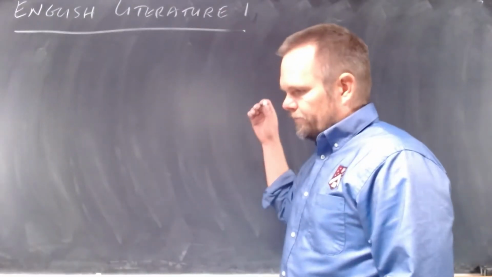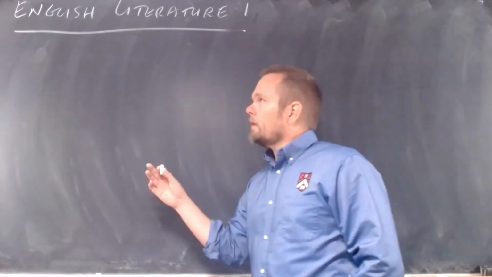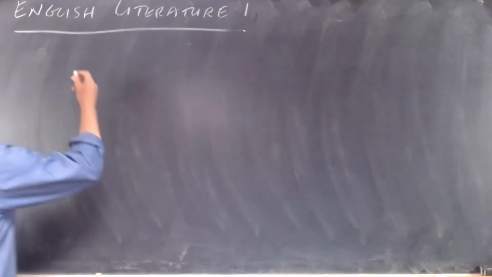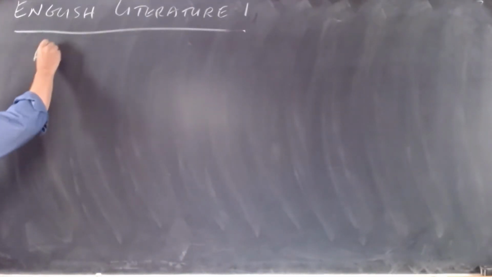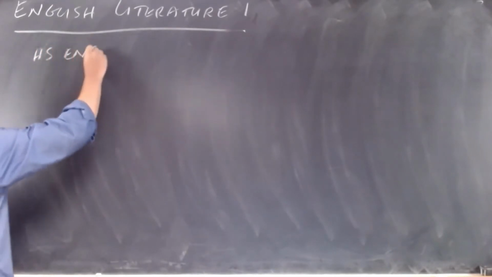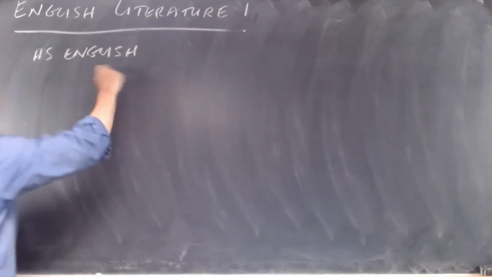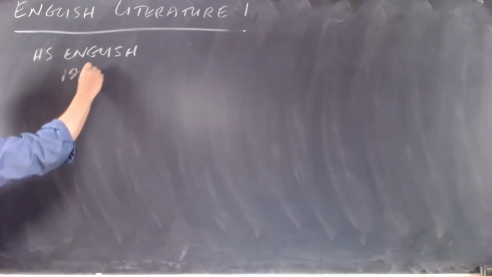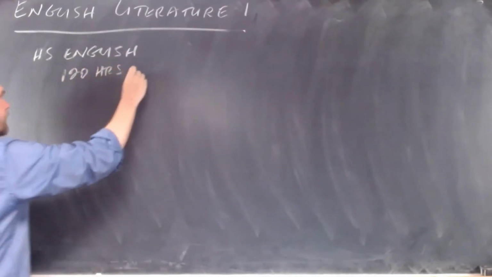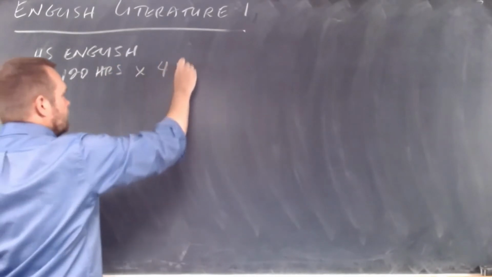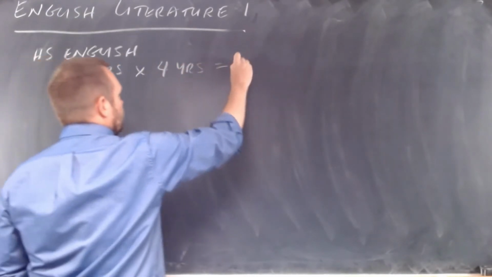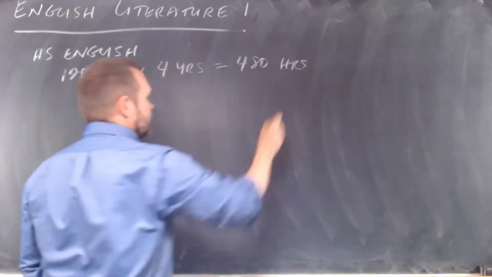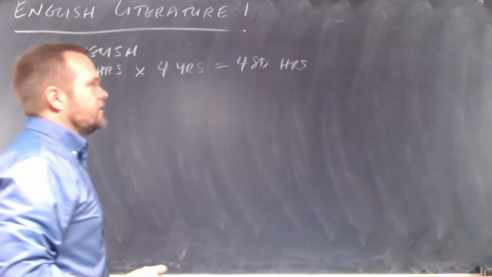Yesterday, we talked again and again about high school requirements, and let's just put this into some context. For high school English, which is one of the 5 high school subjects, you need 120 hours of instructional time times 4 years, which makes a total of 480 hours. 480 hours of English studies.